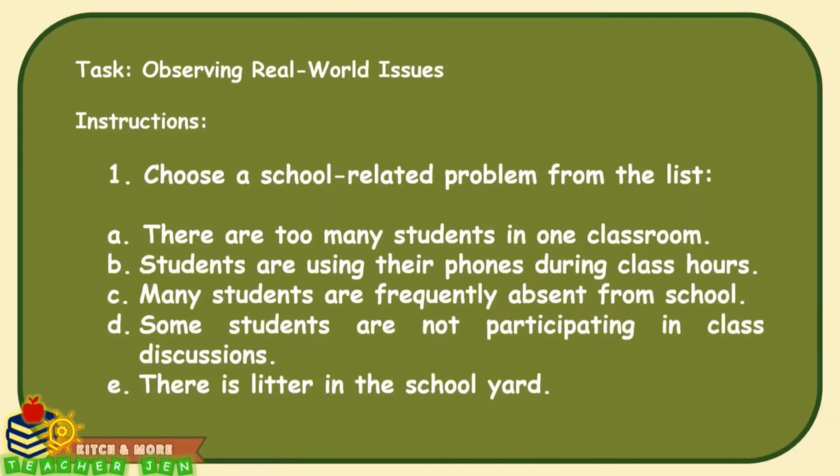Choose a school-related problem from the list. So we have here A, there are too many students in one classroom. Second is letter B, students are using their phones during class hours. C, many students are frequently absent from school. D, some students are not participating in class discussions. E, there is litter in the schoolyard. So these are the topics that you may choose from.